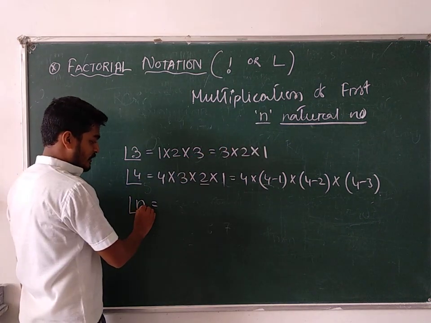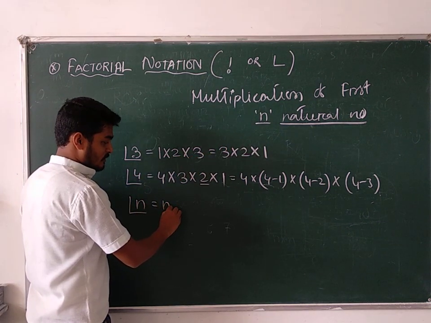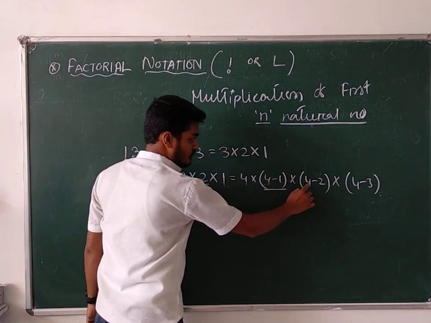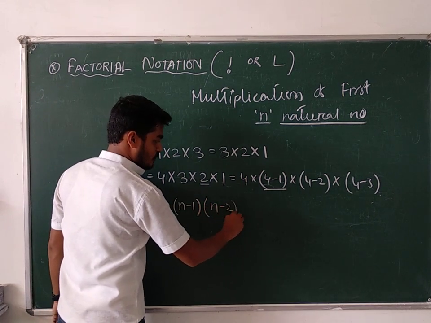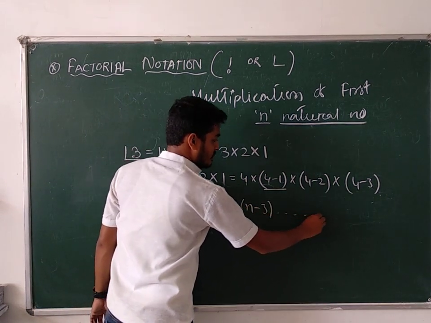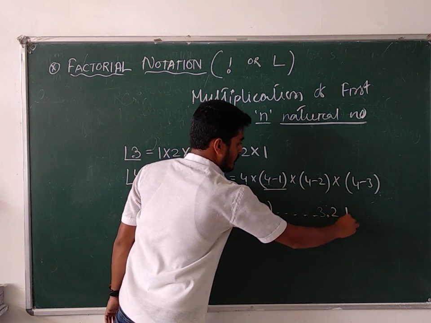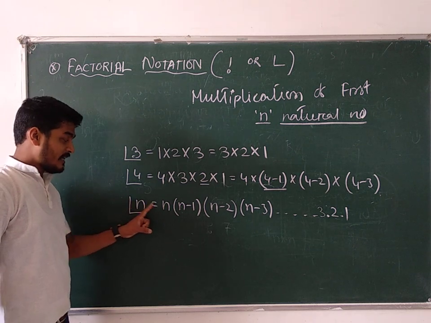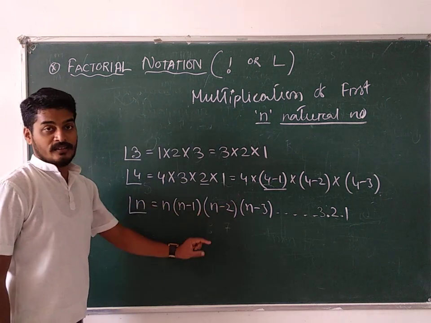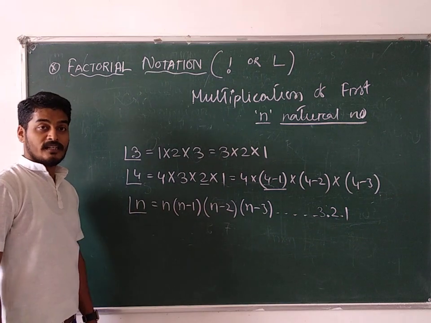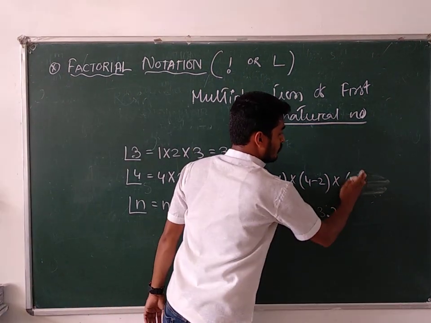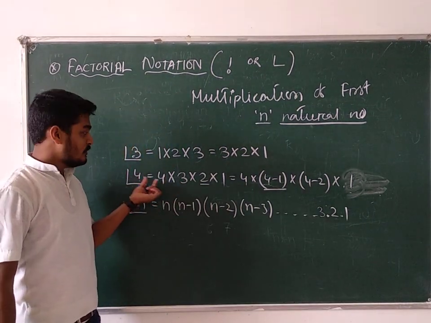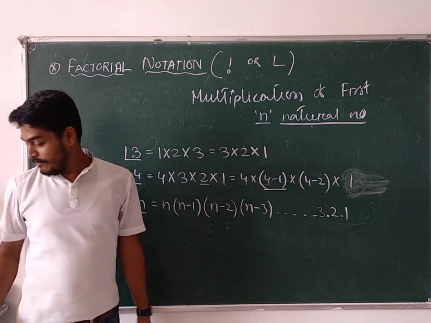That means factorial of n can be written as n. What was the next one? n into, next one is n minus 1, like 4, 4 minus 1, 4 minus 2, n minus 2, n minus 3. What is the last number? This is the expression for factorial of n. Factorial of n means n into n minus 1 into n minus 2, in decreasing order, n minus 3, up to what is the smallest natural number? 1. Here 4 minus 3 is equal to 1 only.